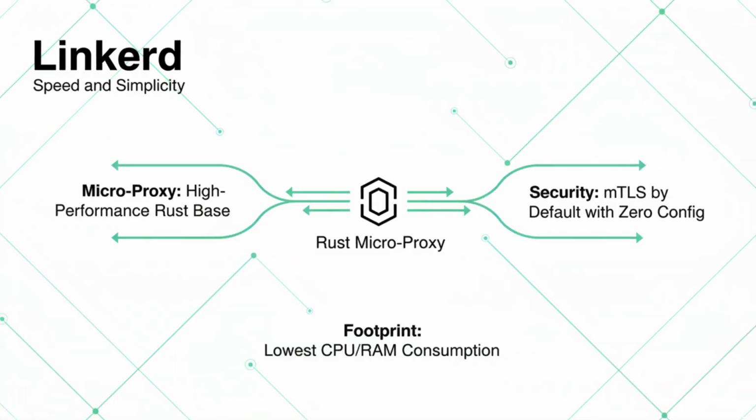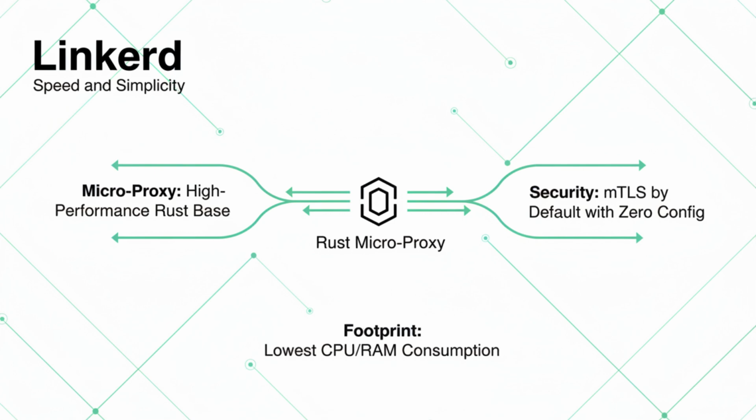If your primary goal is performance and low operational overhead, Linkerd is the definitive choice. Unlike Istio, Linkerd does not use Envoy. Instead, it utilizes a specialized microproxy written in Rust, designed for extreme memory safety and speed. Linkerd's philosophy is zero configuration. It provides mTLS by default for all mesh traffic and focuses on the essentials: gold standard metrics, retries, and timeouts.